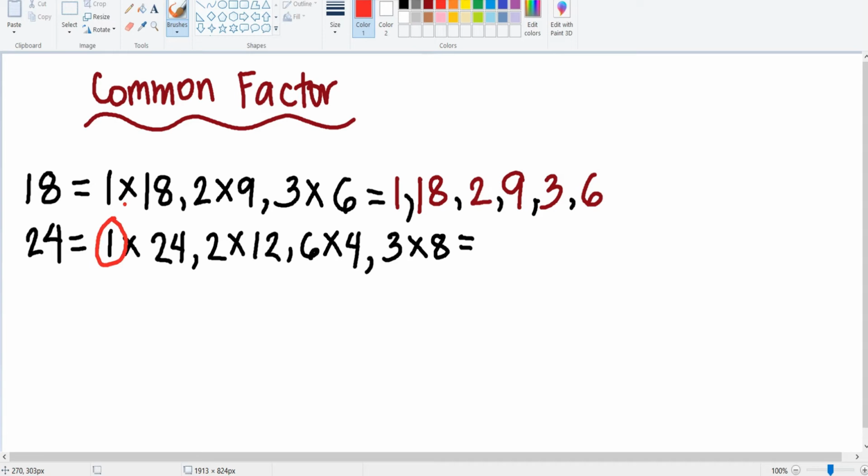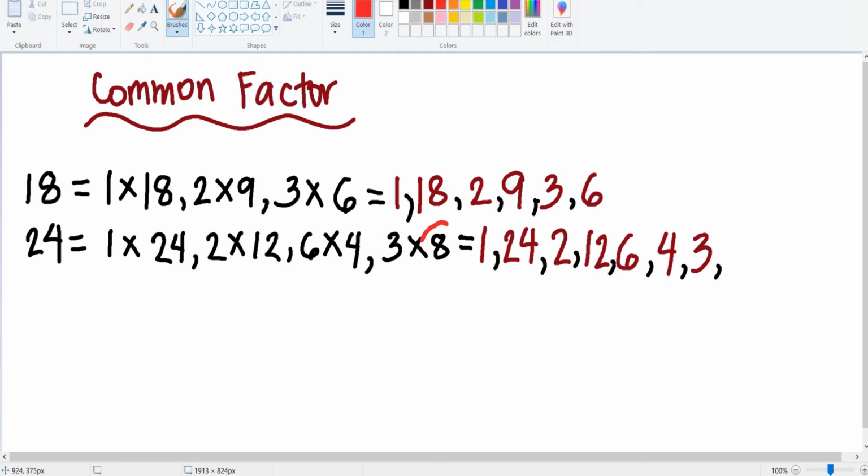Now let's go with 24. We have 1, 24, 2, 12, 6, 4, 3, and 8.